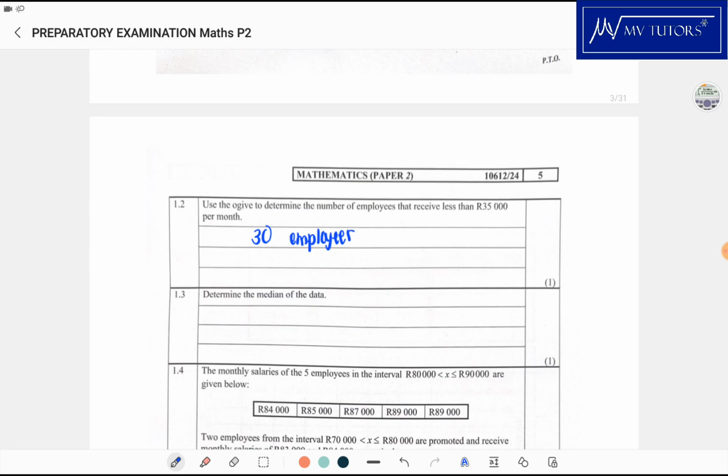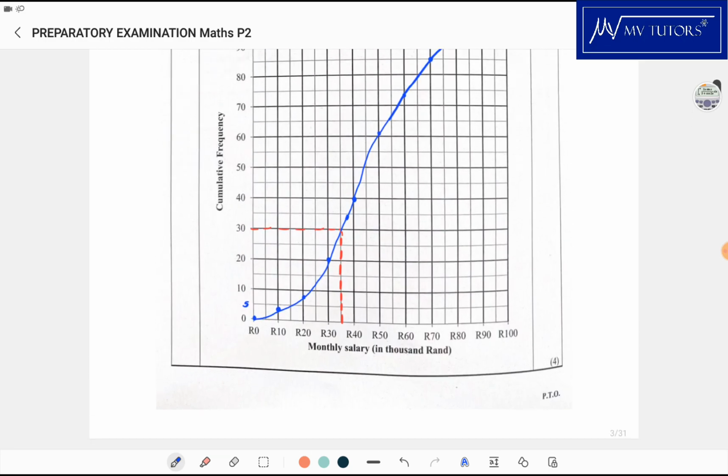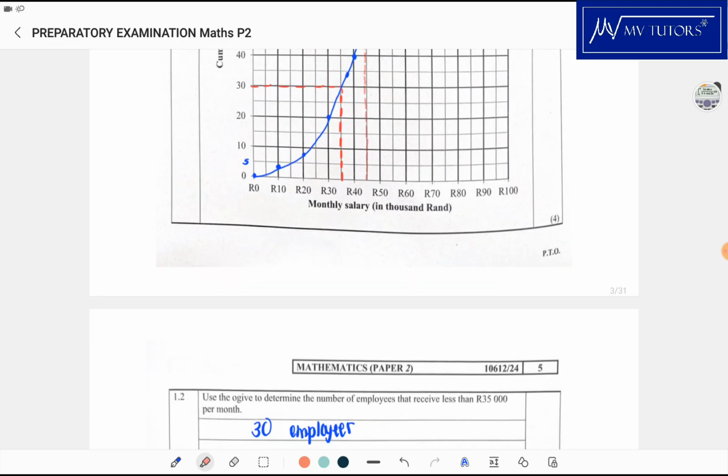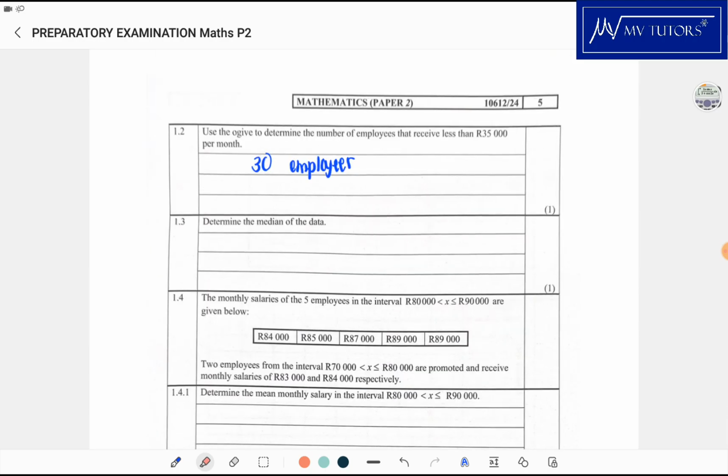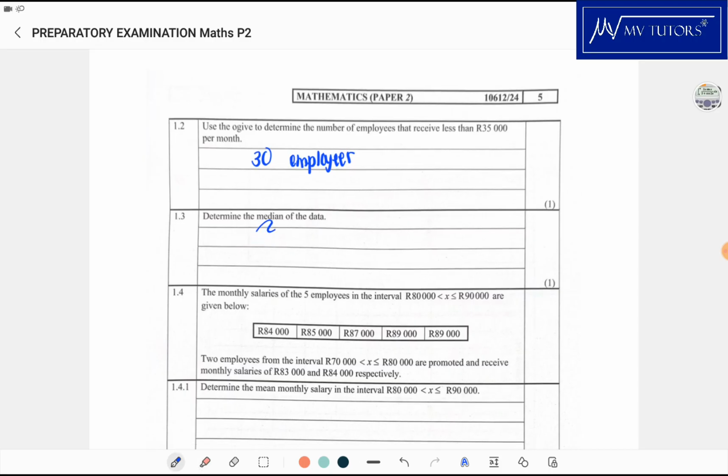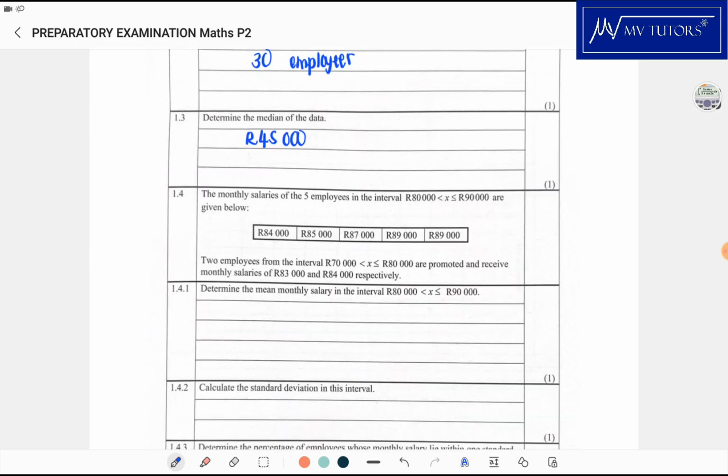I think they would also be fine with 29. Now determine the median of the data. Median, we are like halfway. So this is us here. Let's try maybe a highlighter. We're somewhere there. I think I've not drawn to scale properly. So it's roughly 45,000. I would say that's the median of the data. All right, so 45,000. Taking you guys to church today.